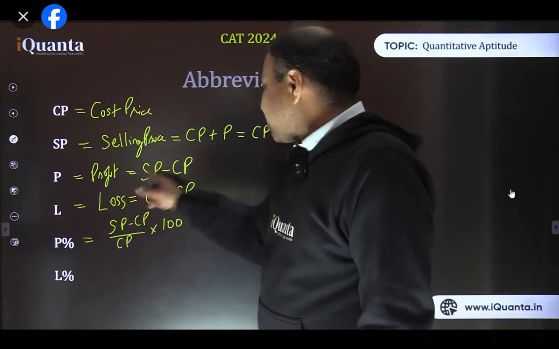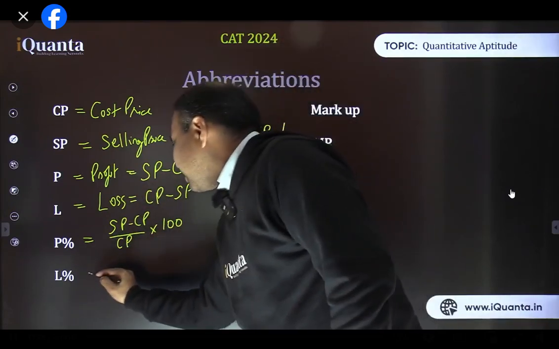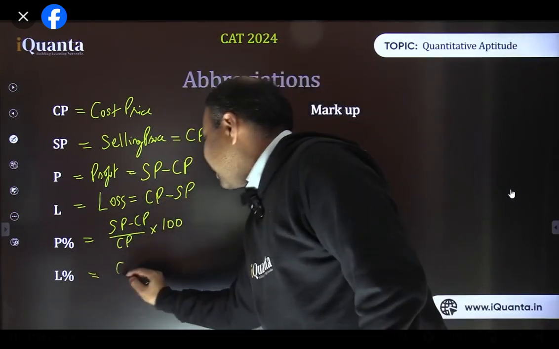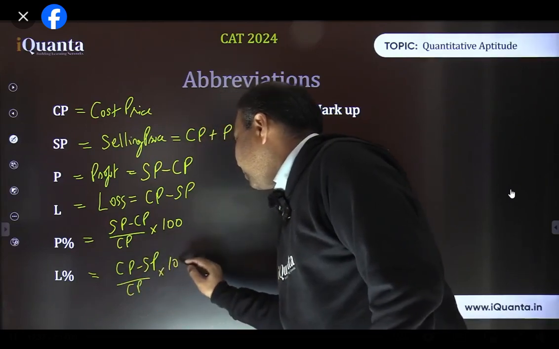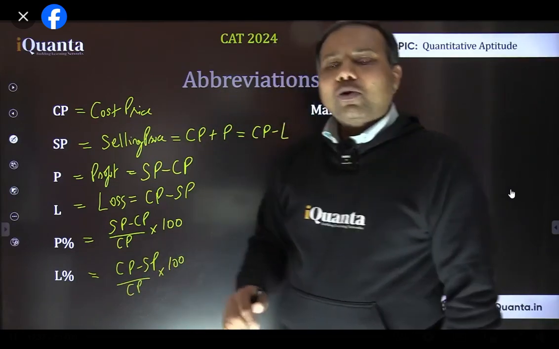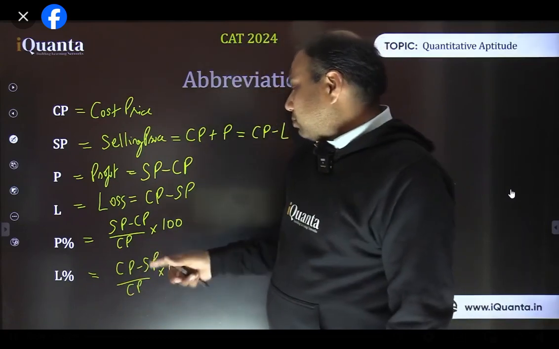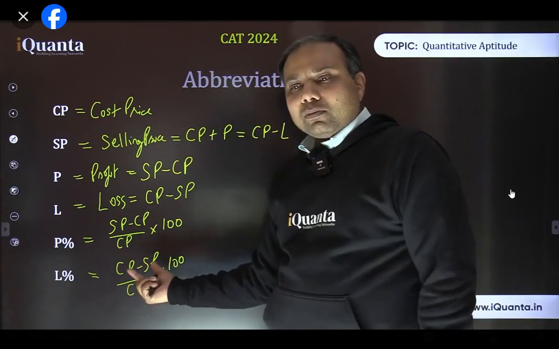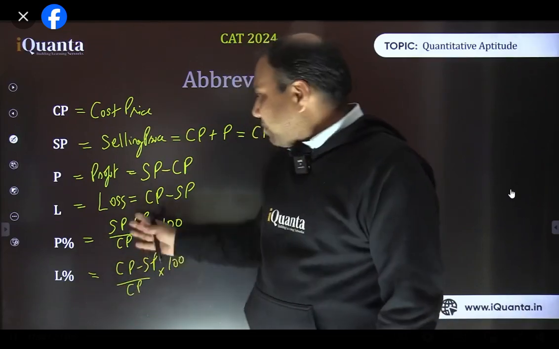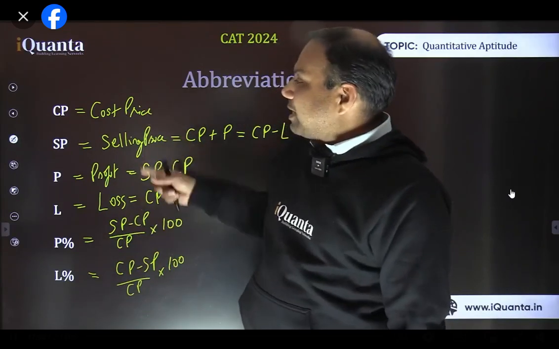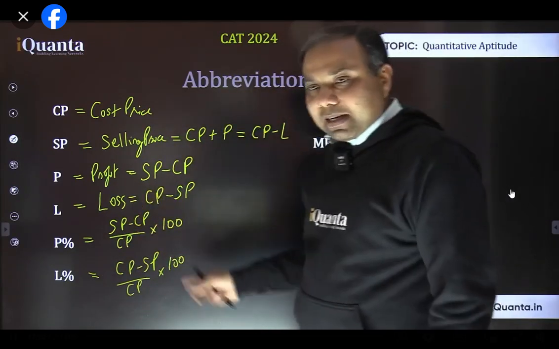So profit, that is SP minus CP upon CP into 100, that is profit percent. Same way loss percent will be loss, that is CP minus SP upon CP into 100. Most of the times we can write here SP minus CP also, so don't bother about that. If we are showing loss percent as negative, that means negative percentage change means loss is there. Positive percentage change means profit is there. All these things are clear. These are very basic things.